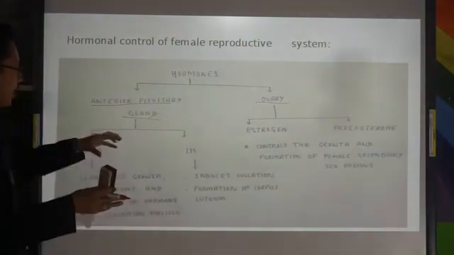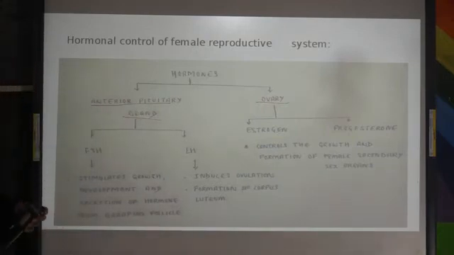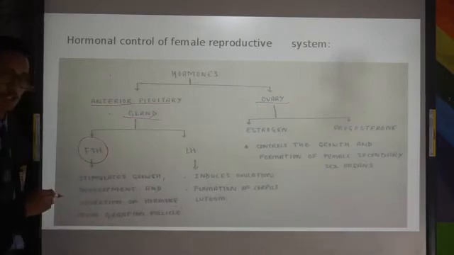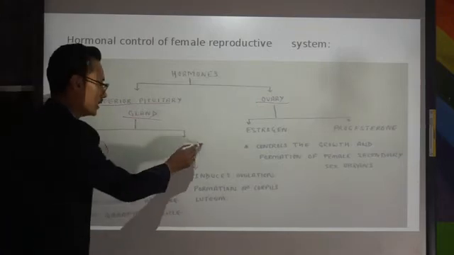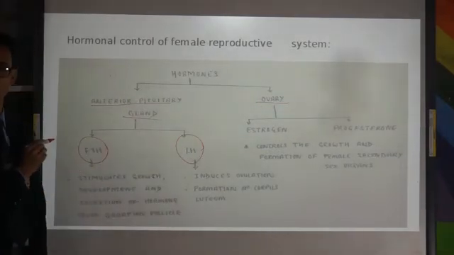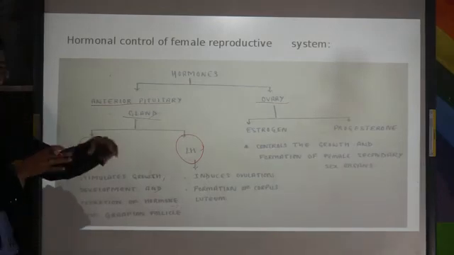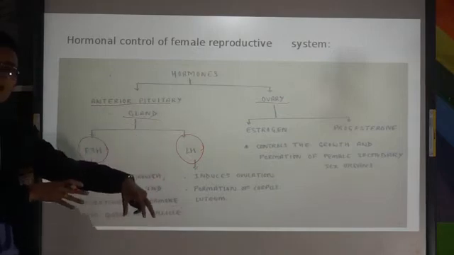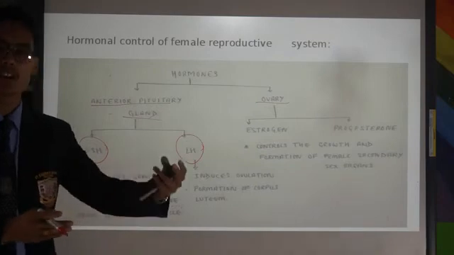So let's see what are the hormones which are produced from the anterior lobe of pituitary gland. The two hormones which are produced from this anterior lobe of pituitary gland are FSH, means follicle stimulating hormone, and the luteinizing hormone. So what is FSH and what is its function? The name says follicle stimulating hormone. It will help in the development of follicles.